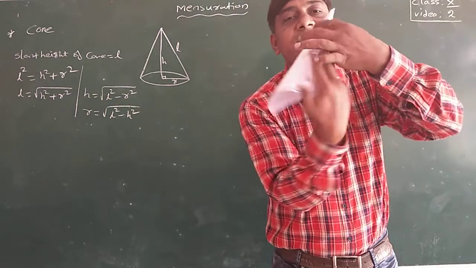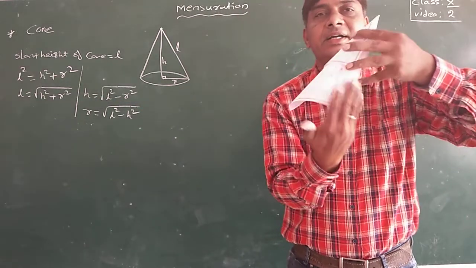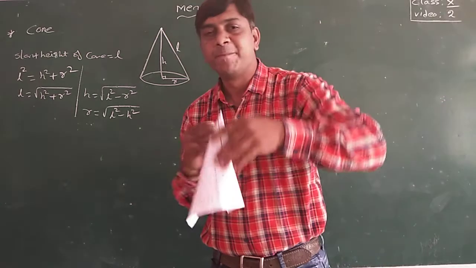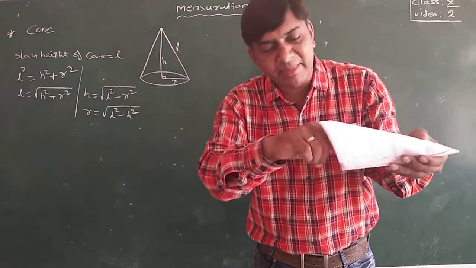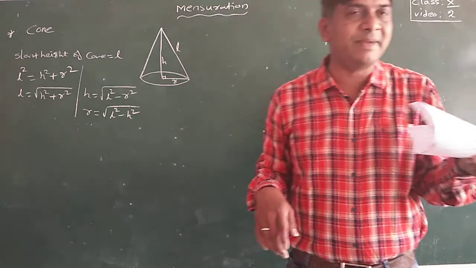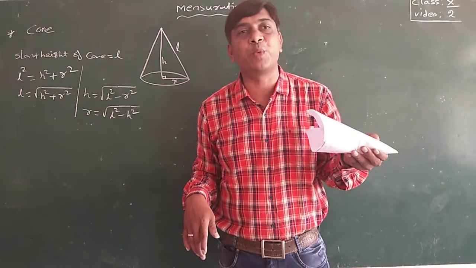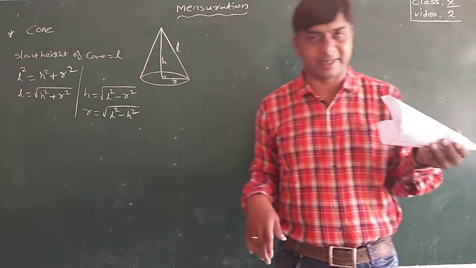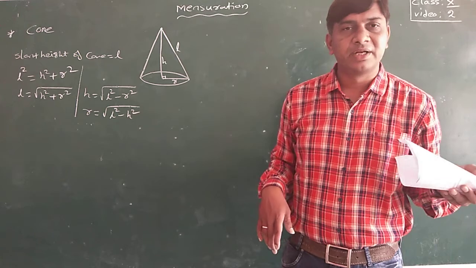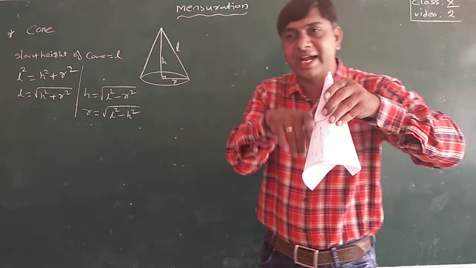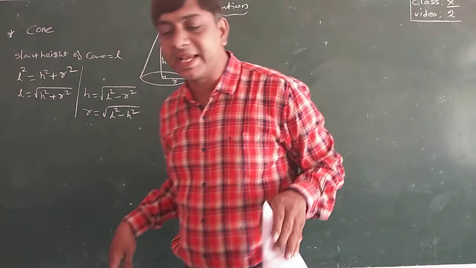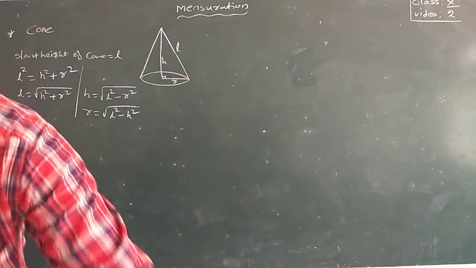This is called the curved surface area. The curved surface area of a cone is equal to the semi perimeter of the base times slant height. Semi perimeter of the base means semi circumference, 2 pi r by 2, half of the perimeter. 2 pi r by 2, into slant height L, means pi r L.